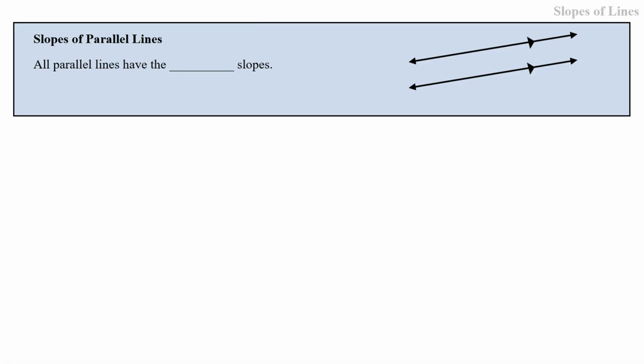Now that we know about slope, one thing we know about parallel lines is that they are going in the same direction, so they're going to have the same slope. Okay? And that's what this says, that all parallel lines have the same slope. And so if the slope of line 1 is a over b, then the slope of line 2 is also going to be a over b.